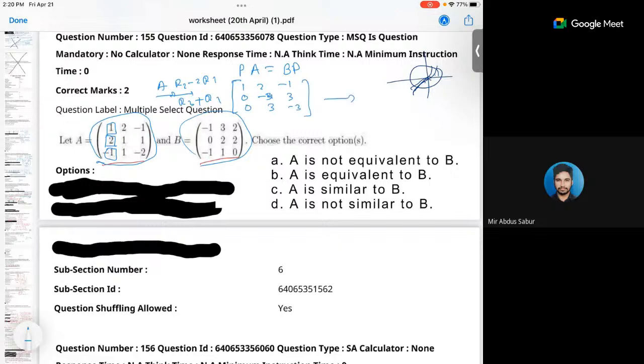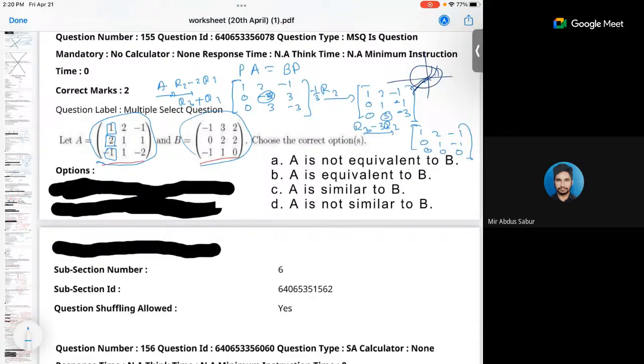After that, this one is 1. So minus 1 by 3 R2. You will get 1, 2, minus 1; 0, 1, minus 1; 0, 3, minus 3. Okay. After that, you have to do R3 minus 3R2, right? So you will get to make it 0, right? So 1, 2, minus 1; 0, 1, minus 1; 0, 0, 0.